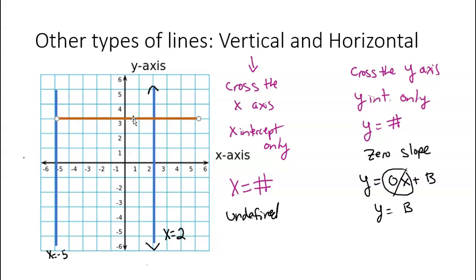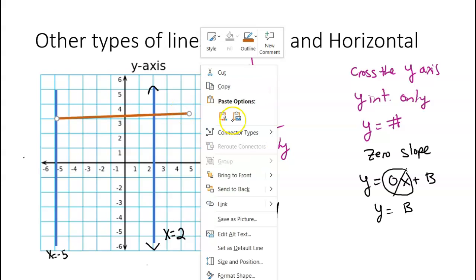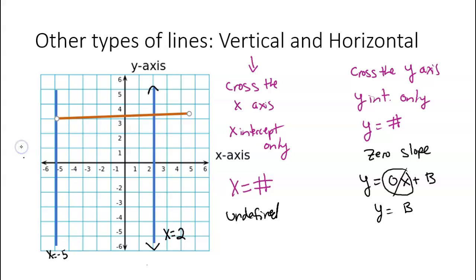Okay. So again, notice this is crossing my y-axis. It's crossing only one axis. It's a horizontal line, so again, 0 slope. So this would just be an example of y is equal to 3.